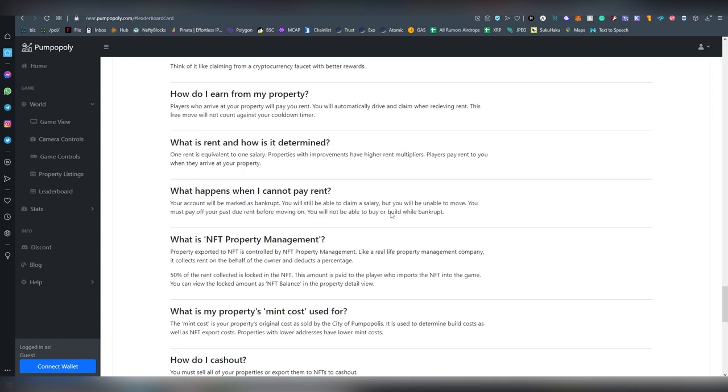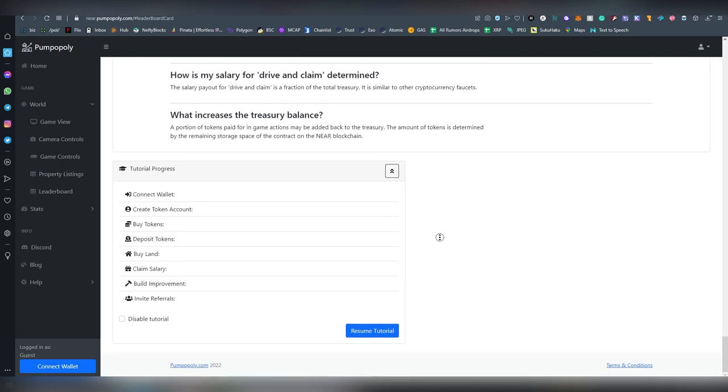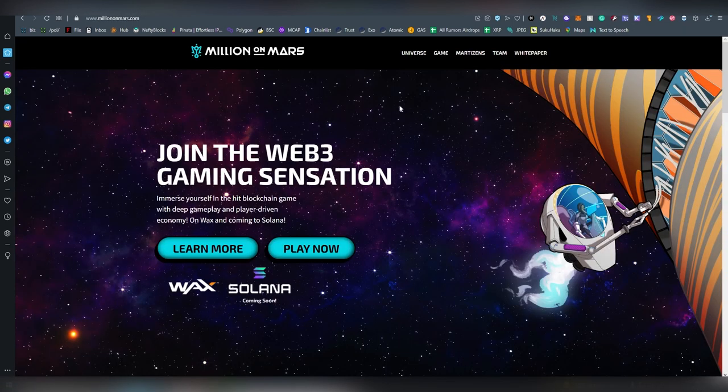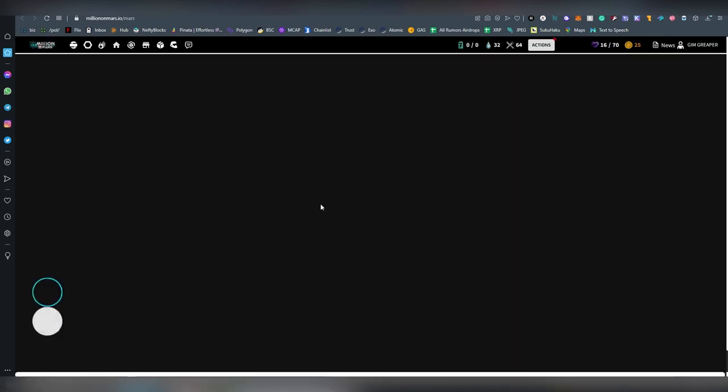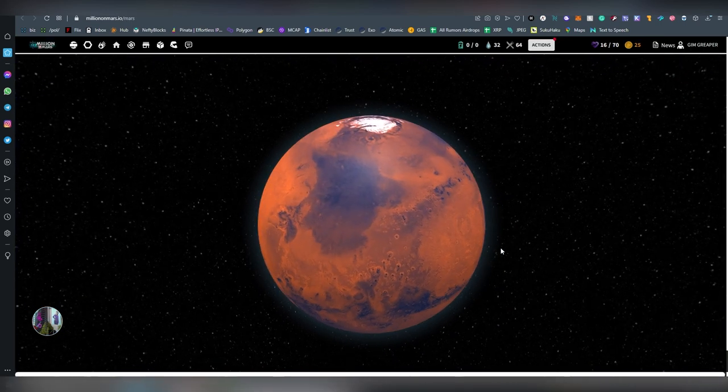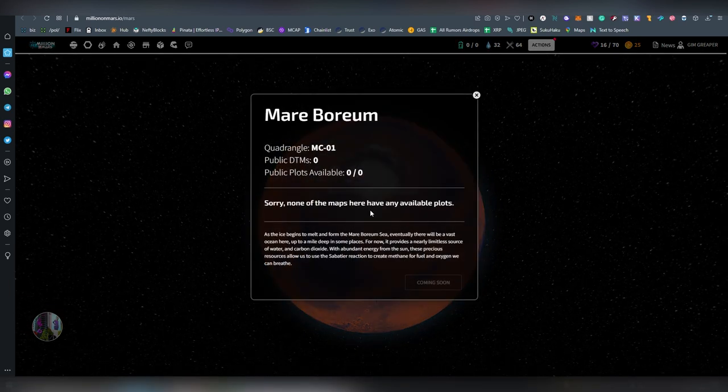So it's also kind of like having this incentive to grow more and more as time goes on. Moving on, we have Million on Mars. This is a game on Wax, and this is also releasing on Solana, so I thought I would be featuring it right now. It has an entry point of $10, so basically you need to buy a $10 NFT, and this will give you access inside this game.